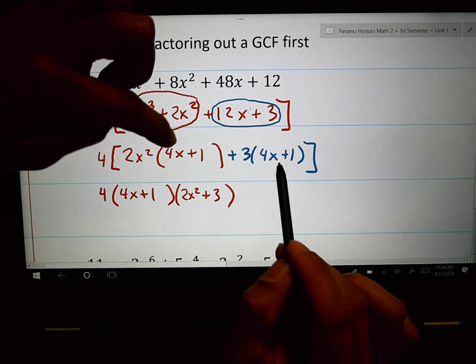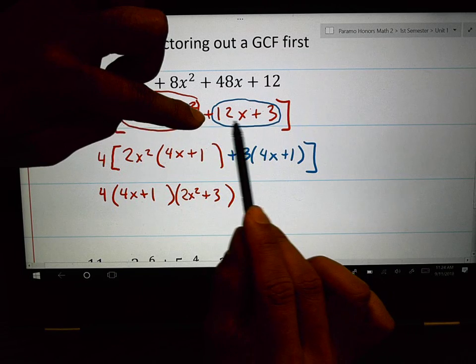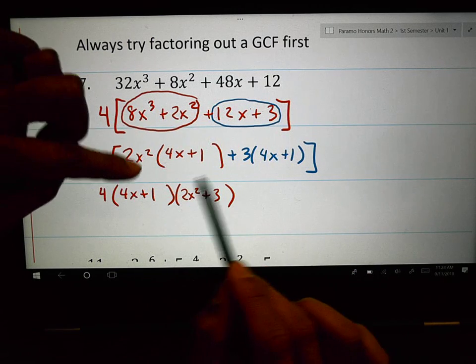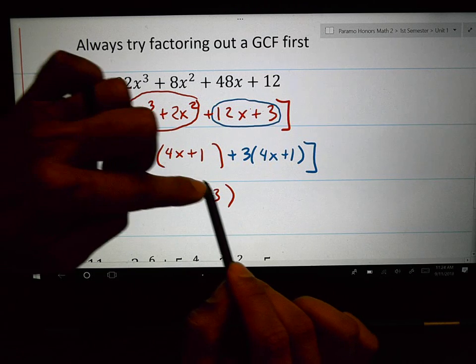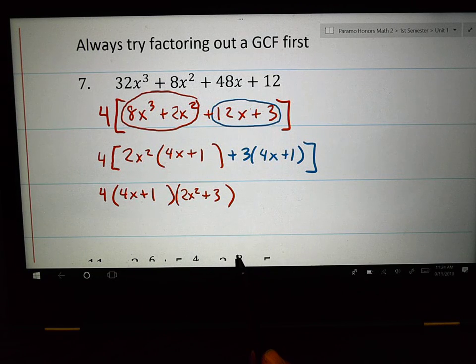You pull out the GCFs. That goes here. Those other 2 go in the other group because this is multiplying the first one and this is multiplying the second one, which would be the same thing. If you want, you can double check it, but because it's all multiplication now, it is factored.